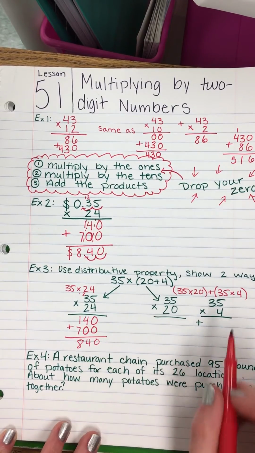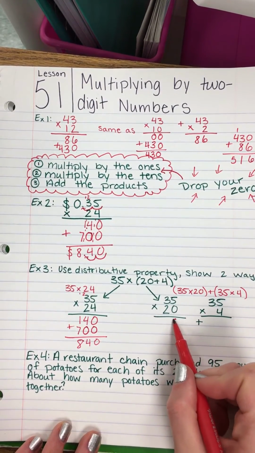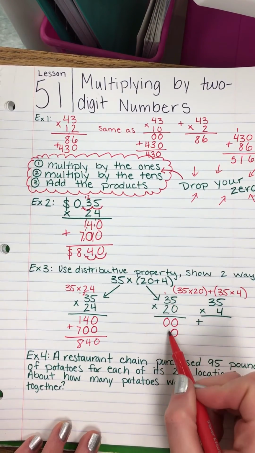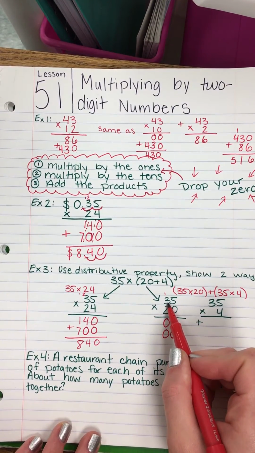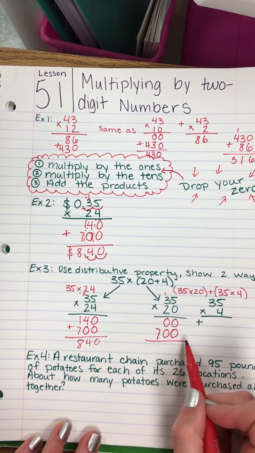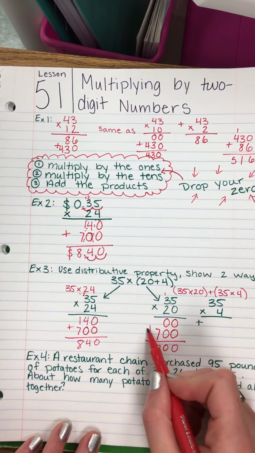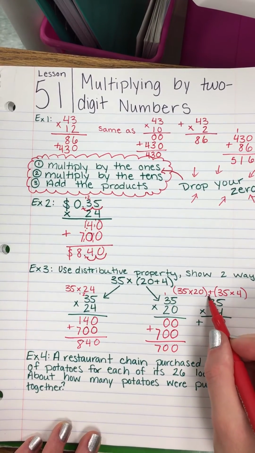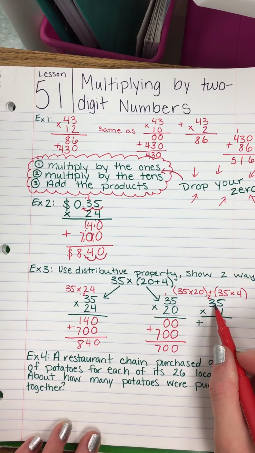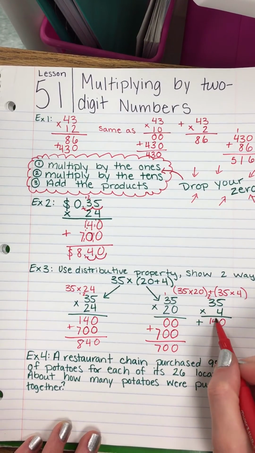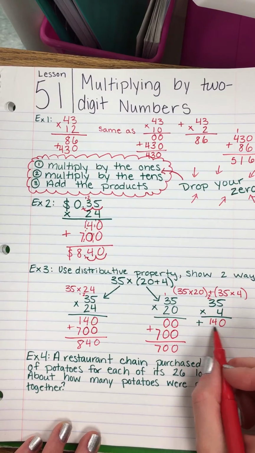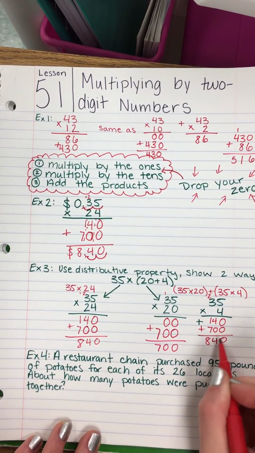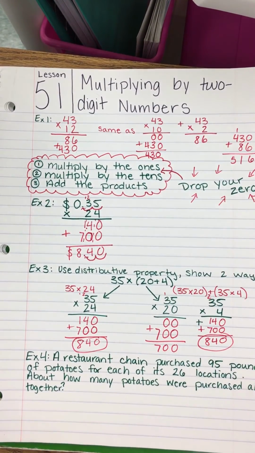And then we're going to do it this way. So 0 times 5 is 0, 0 times 3 is 0. Put your 0 down, drop your 0. 2 times 5 is 10, and 2 times 3 is 6, and then 7. So you have 700 here. And then you do 5 times 4, which is 20. And then you do 4 times 3, which is 12, 13, 14. And you would do 140 plus 700, which is 840. So your answer on both of them is 840.